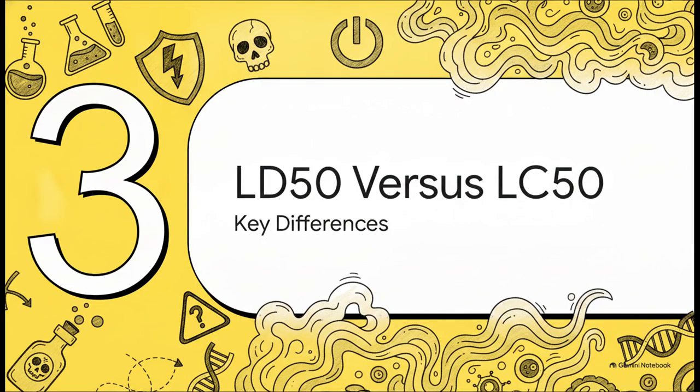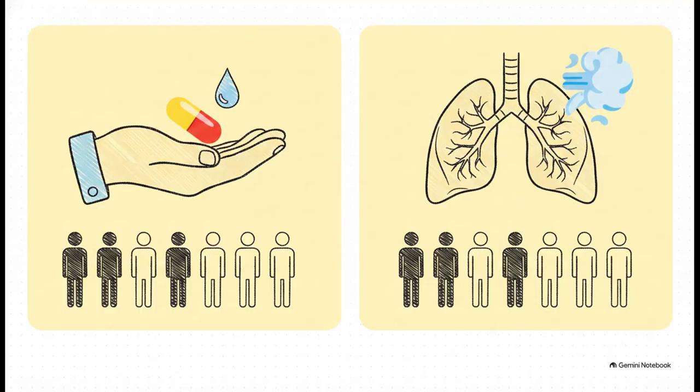Section 3 is LD50 versus LC50. Consider this a giant "do not confuse" warning sign. Let's compare these two side by side because it's a frequent exam trap. LD50 means median lethal dose. Think D for dose. It's the single dose expected to kill 50% of a test population, and we commonly associate it with oral or skin exposure. The units are typically milligrams per kilogram of body weight.